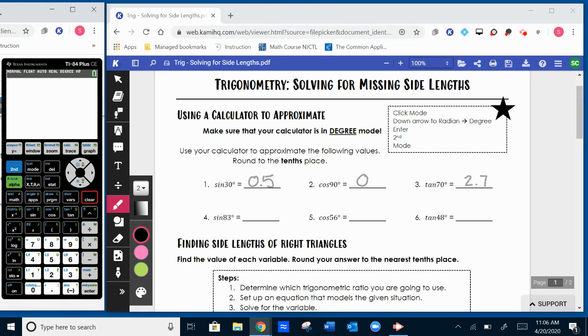And then once you do that, for the sine of 83 degrees, that should round to 1. I believe you get 0.99 and then some other numbers following. For the cosine of 56, you should have gotten 6/10. And then for the tan of 48 degrees, you should have gotten 1.1. So that is how we're going to use the calculator for these.